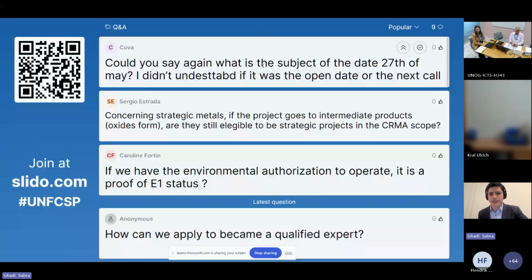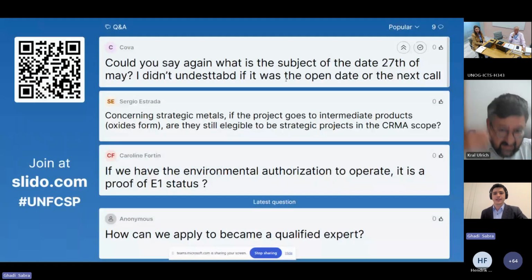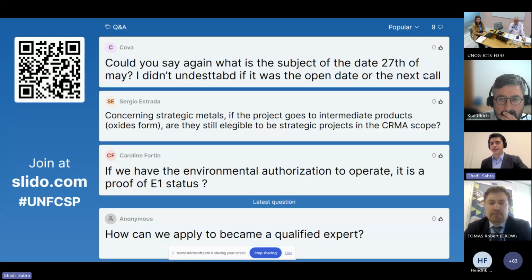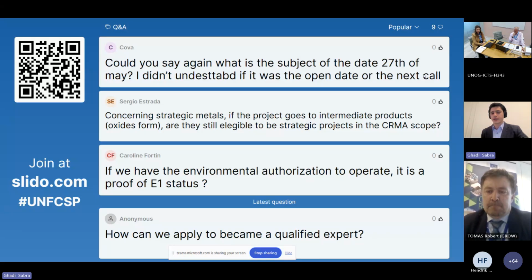Could you say again what is the subject of the date 27th of May? I didn't understand if it was the open date or the next call. I believe this was referring to Robert's part in the beginning. And if I'm not mistaken, the date was actually 23rd of May. And this corresponds to the Critical Raw Materials Act officially going into force and the opening of the call. Do you want to add anything, Robert?